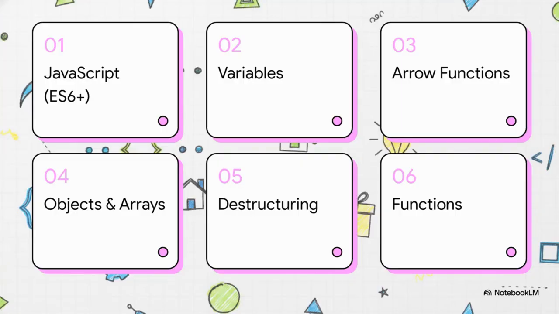First, we'll cover the ES6 Plus revolution. Then, we'll look at smarter variables with let and const. After that, streamlining with arrow functions. Then, organizing objects and arrays. Next up is the magic of destructuring. And finally, we'll review your newly upgraded developer toolkit.